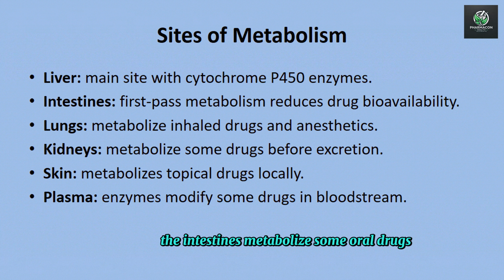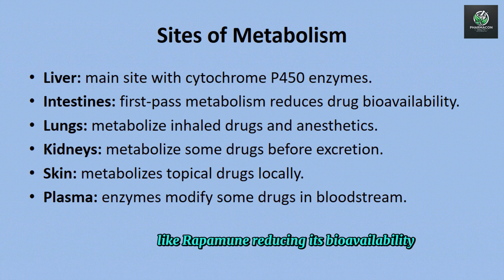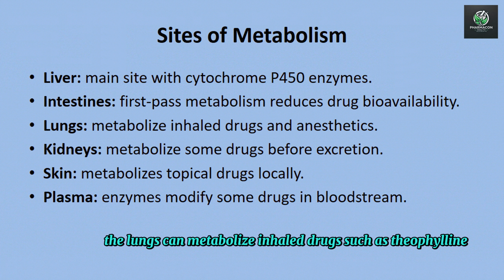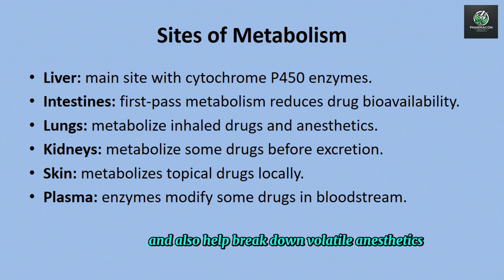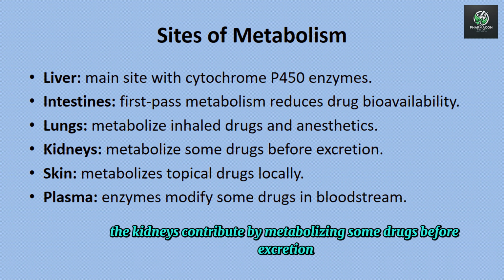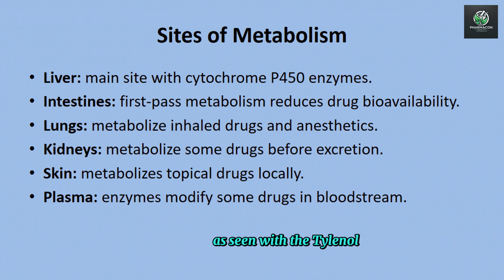The intestines metabolize some oral drugs before they even reach the bloodstream, like verapamil, reducing its bioavailability. This is known as the first pass effect. The lungs can metabolize inhaled drugs such as theophylline and also help break down volatile anesthetics. The kidneys contribute by metabolizing some drugs before excretion, as seen with atenolol.